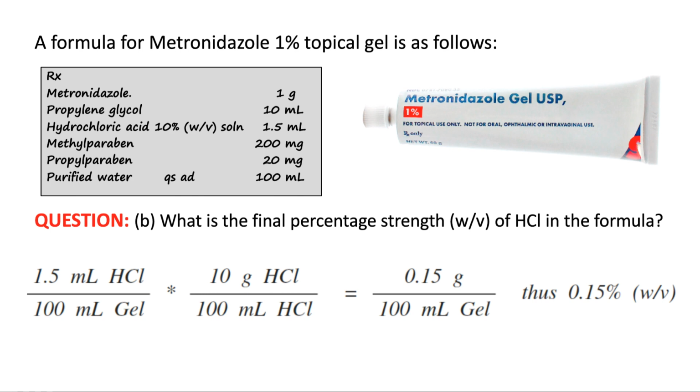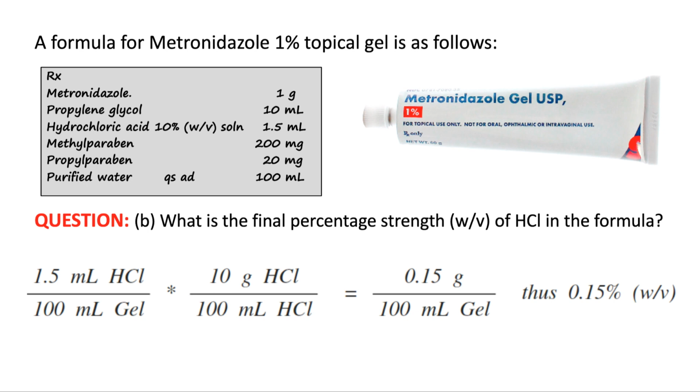My units of milliliters cancel, and I now have grams of hydrochloric acid. So if I do that math, 1.5 times 10 divided by 100 gives me, on the numerator, 0.15 grams. And again, I said in the beginning, that's standardized. That's the amount per 100 mils of gel. So 0.15 grams per 100 mils of gel means we have a 0.15% weight per volume concentration, and that's our final answer.